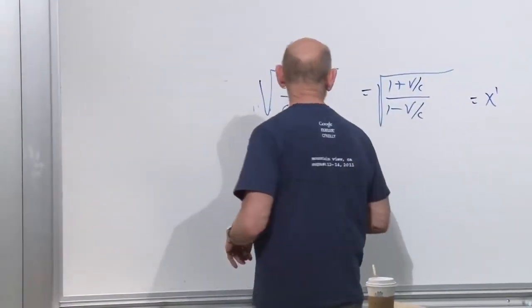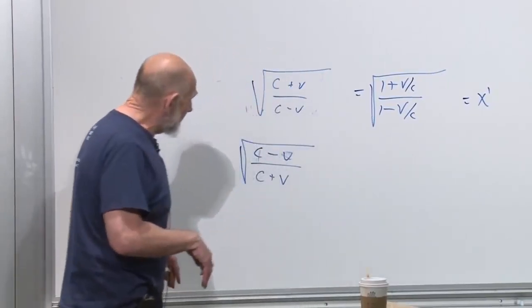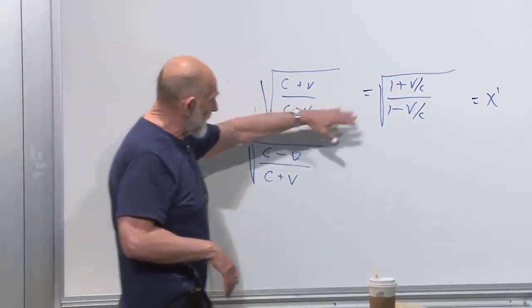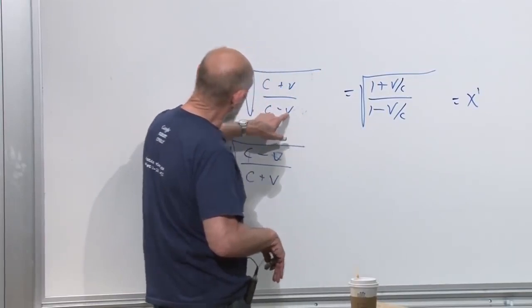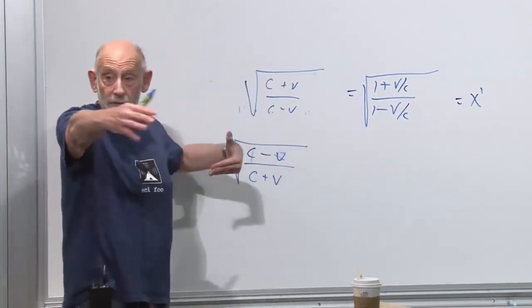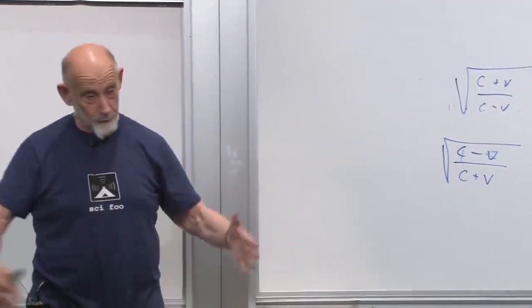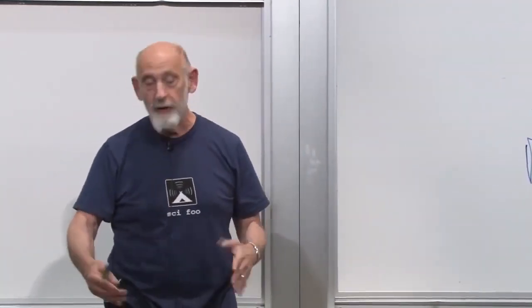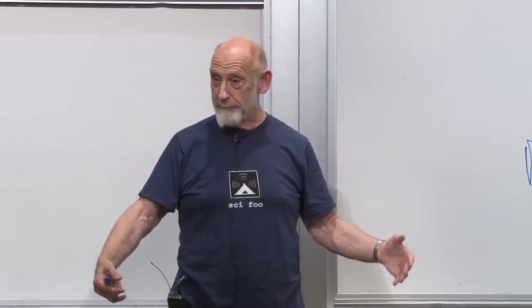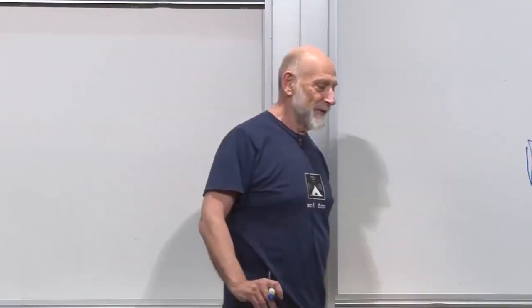And what happens if your velocity gets up near the speed of light? Let's say this one over here. If your velocity gets up near the speed of light, then the wavelength gets bigger and bigger and bigger. And eventually, if you're moving with a light ray, if you could, the wavelength would look infinite. Okay. Let's leave it that way.